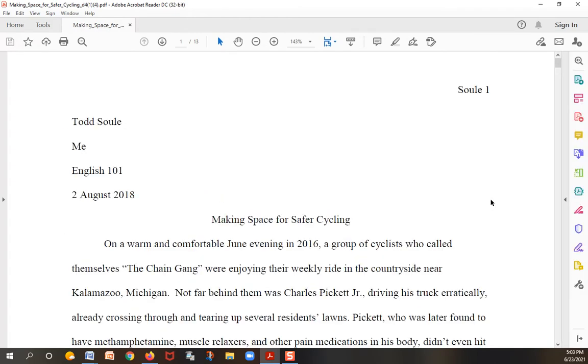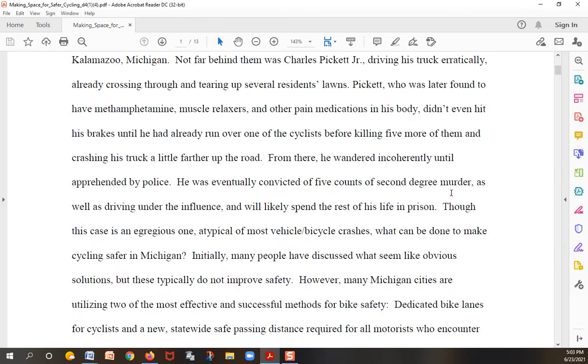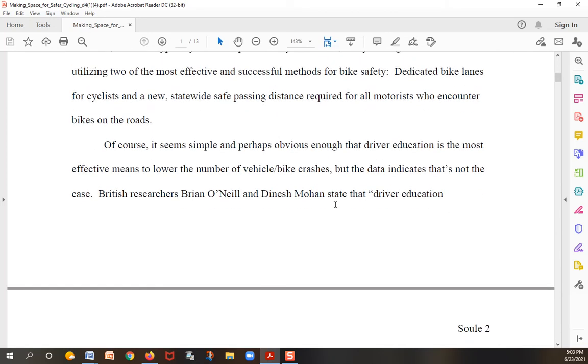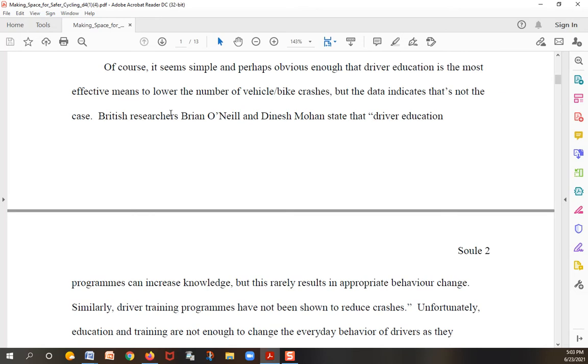It feels like I just wrote this last summer. Apparently it's almost 3 summers ago. But just to show you how this works, I'm still getting people doing this again kind of wrong. So here is the first quote I use, and I've introduced it. So I just said British researchers Brian O'Neill and Dinesh Mohan state that. So there's the names, there's a signal, and then here's the actual quote.